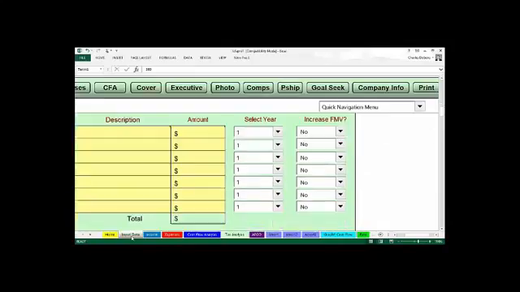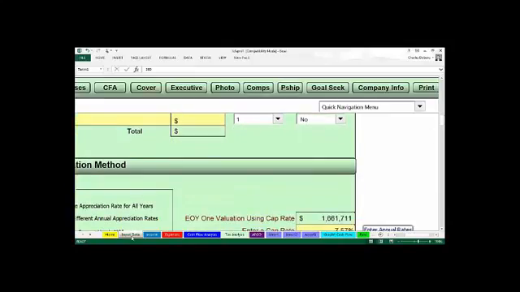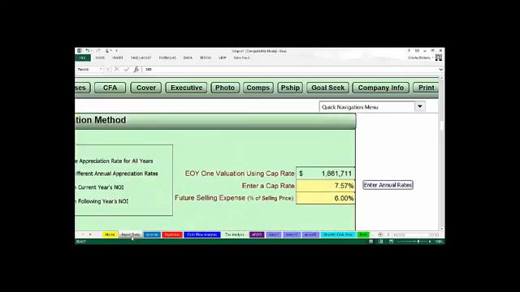Look at that. At a 7.57 cap, this property is worth $1.66 million. Where is this broker coming up with an 11% cash-on-cash return for this property? Where in the world is he coming up with this? This doesn't make any sense whatsoever. So let's take a pause right now and see if we can figure it out.